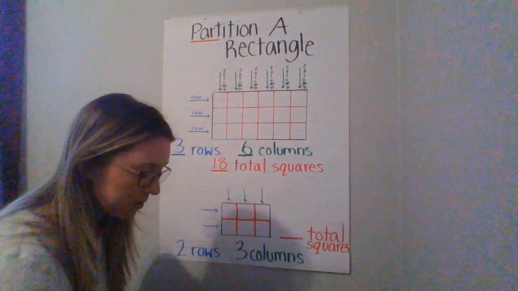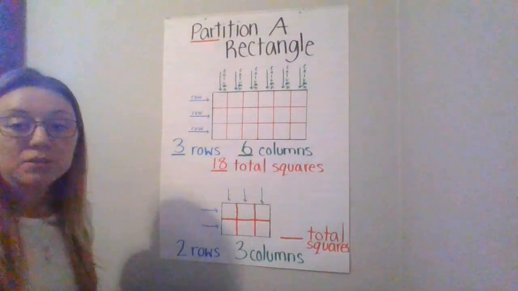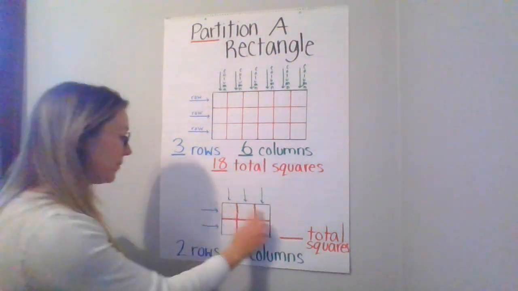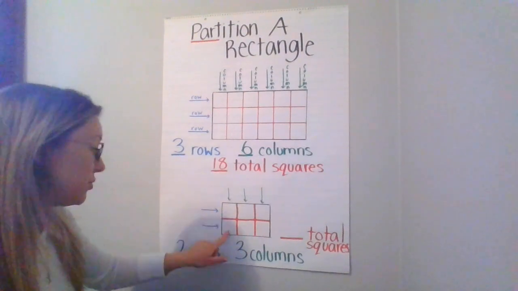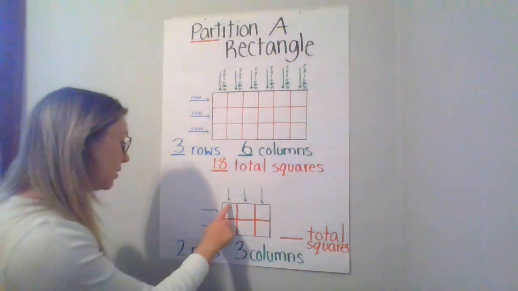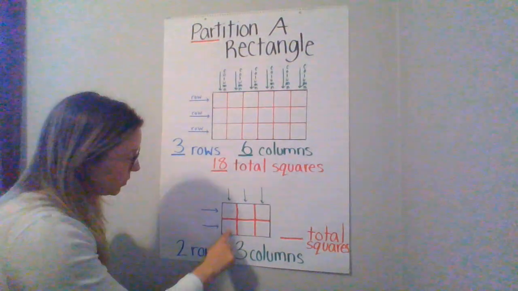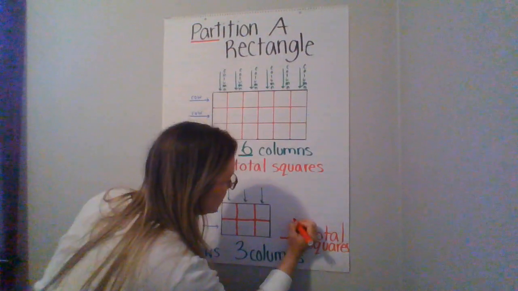The last thing we need to do is figure out how many total squares there are. So you can simply count them all. Sometimes people like to skip count. So since I see 2 here, 2 here, and 2 here, I can skip count by 2's. There's 2 in this column, so 2, 4, 6. 6 total squares.